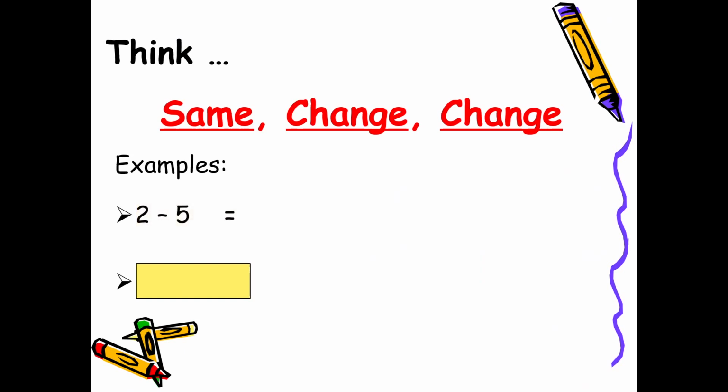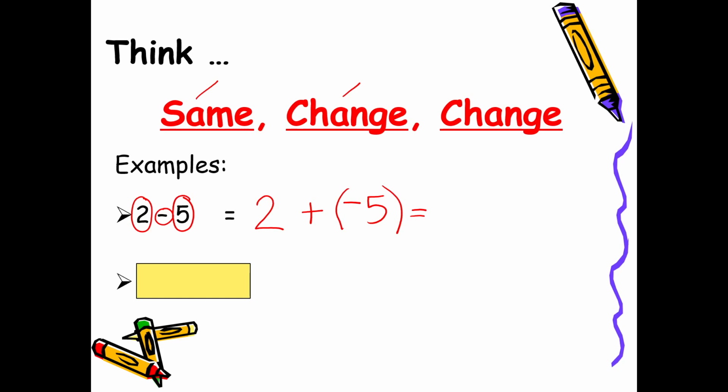Number one. So, if I'm gonna be showing the solution here, the first step is same. So, I'm gonna copy this. Copy 2. When I say change, the subtraction becomes a plus. Okay? The positive 5 becomes negative 5. Now, use the rules of addition. Do I add or do I subtract? What do I do with that?